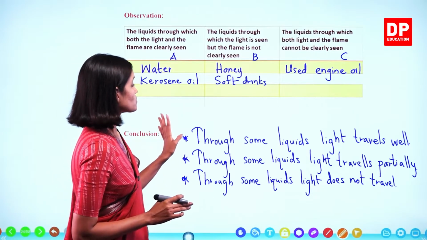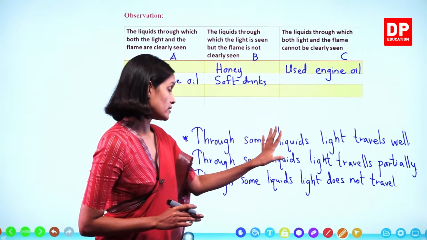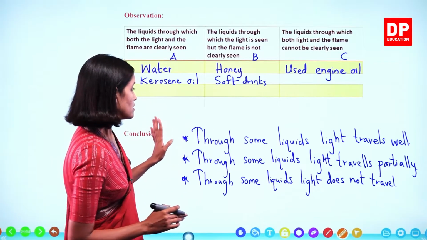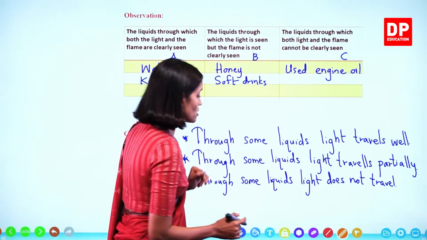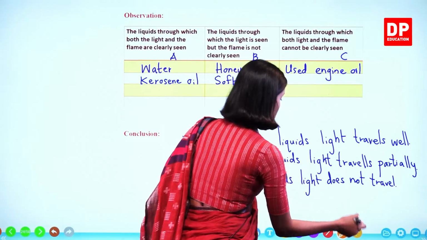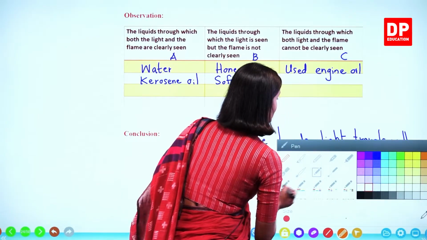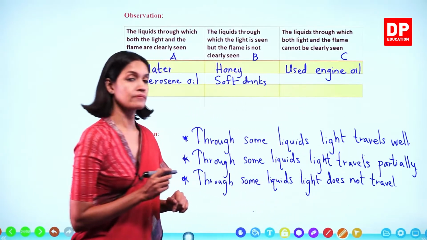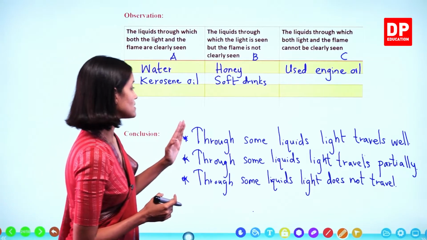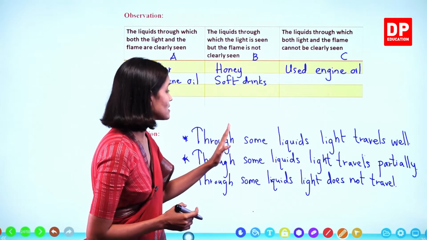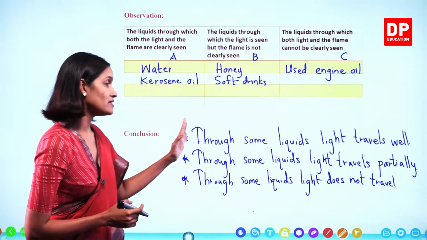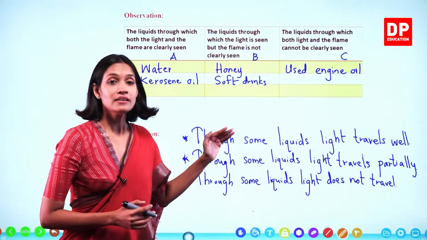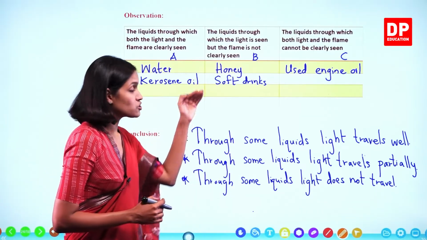Okay, children, through some liquids, light travels well. Through some liquids, light travels partially, right? Through some liquids, light does not travel. So I hope this one is very clear now. Through some liquids, light travels well. Through some liquids, light travels partially. Through some other liquids, light does not travel at all. So same as the solid materials, liquids also behave.